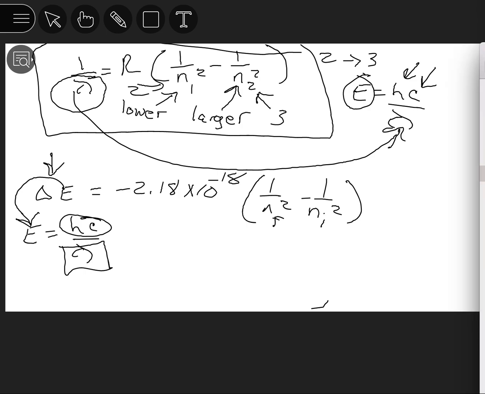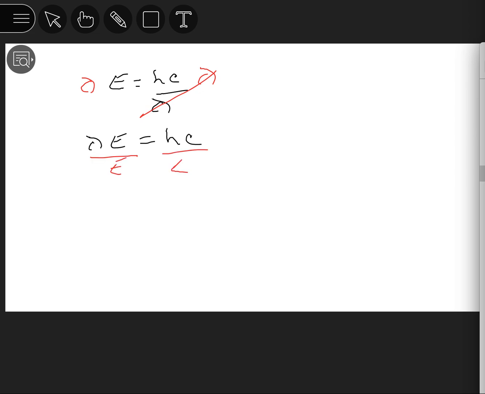So what that would look like is you have E equals hc over lambda, and then you multiply both sides by the wavelength, so that cancels on this side. Then you have lambda E equals hc. Then you just divide by E. That cancels. And then in the end, you end up with lambda equals hc over E. So you can rearrange the equation first, or you can plug it in and just solve for it.